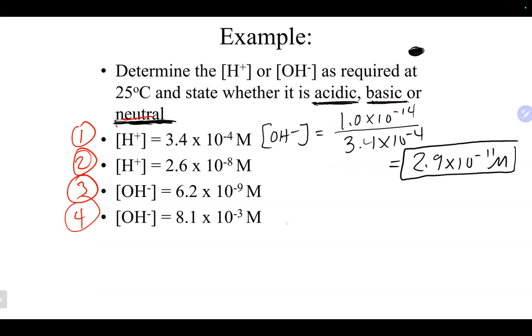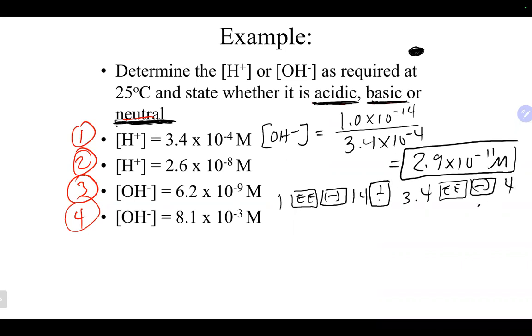So once again, on your calculator, you should hit 1. You should hit the exponent button. Should hit the negative button. You should hit a 14. You then should hit the divide button. Hit the 3.4. Once again, exponent button, negative, and 4, hit equals. And again, no extra buttons along the way there. Any questions about that? Okay. Other questions? All right.